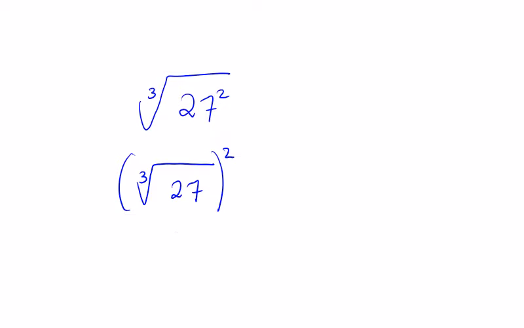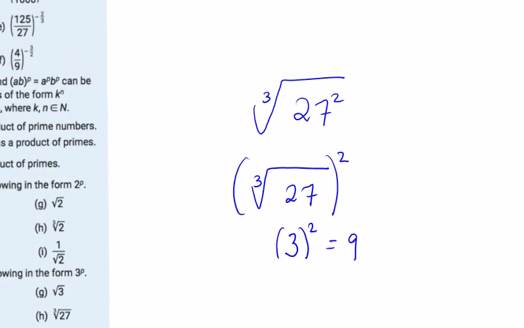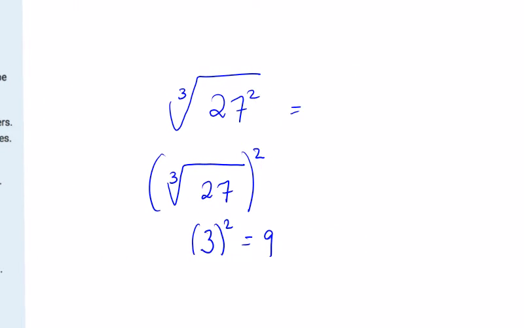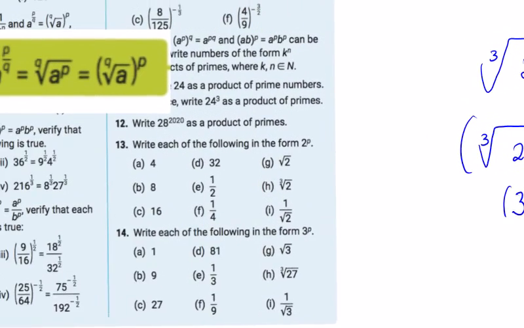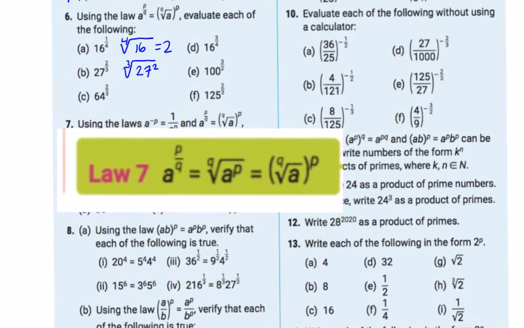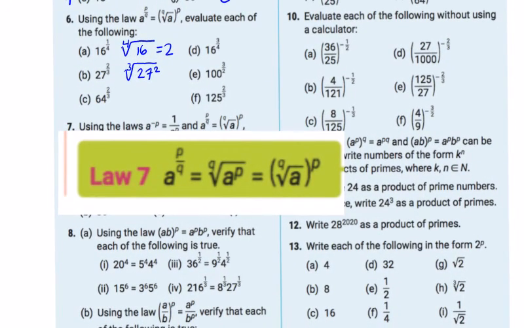So we know the cube root of 27 is 3, and 3 squared is 9. And if you did it this way, you would say 27 squared is 729, and the cube root of 729 is also amazingly 9. So just be aware that sometimes it's easier to write the squared outside. So we've done part B.